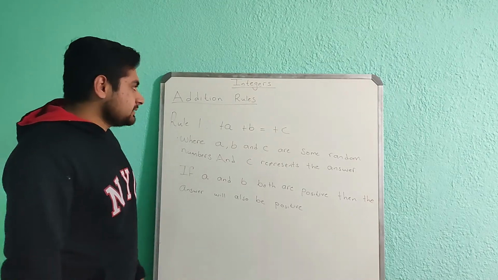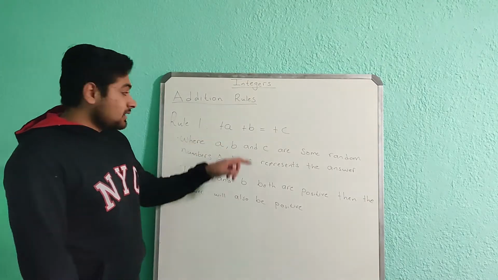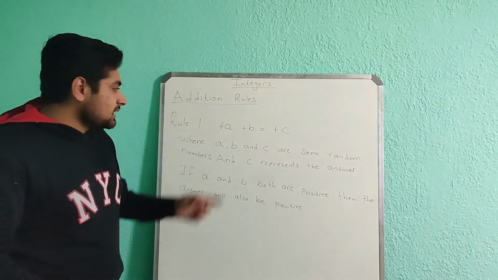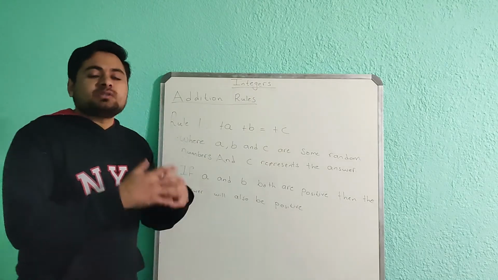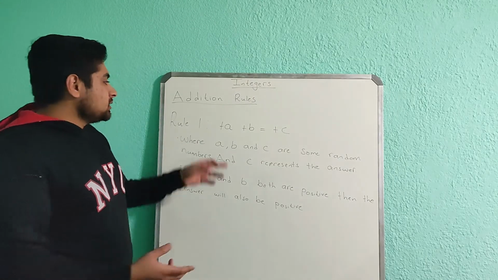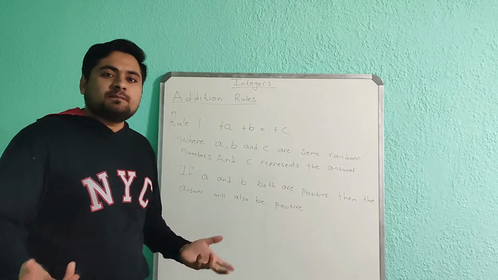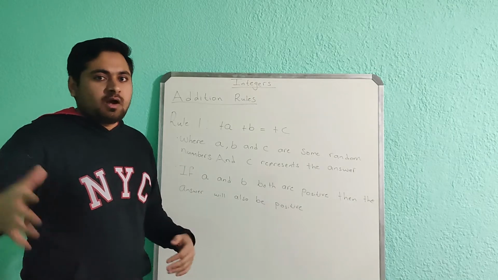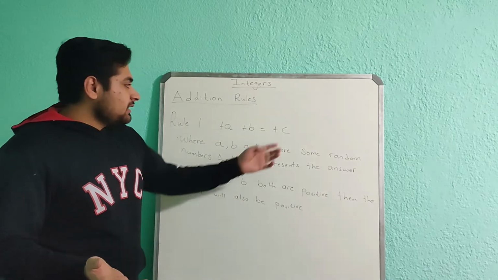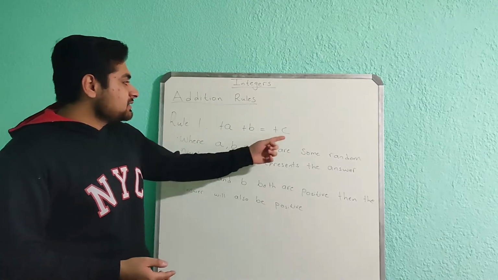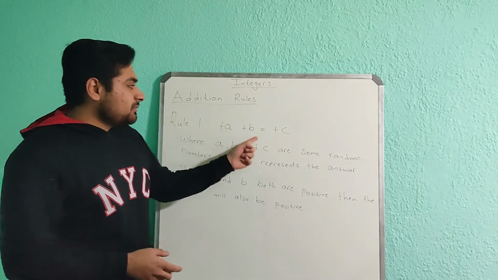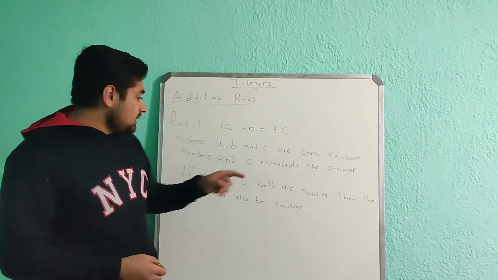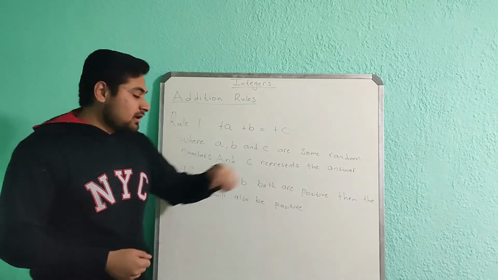So what does rule 1 say? It says plus A plus B is equal to plus C. What does that mean? A, B and C are just some random numbers. A can be 1, 2, 3, it doesn't matter, whatever you like. B can be the same, 1, 2, 3, 4, 100, 1,000, as you prefer. C is the same, but C is the outcome. If you add A and B, C will be your answer. That's why A, B and C are random numbers and C represents the answer.